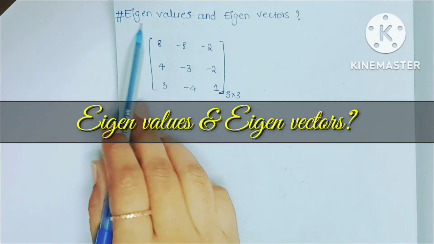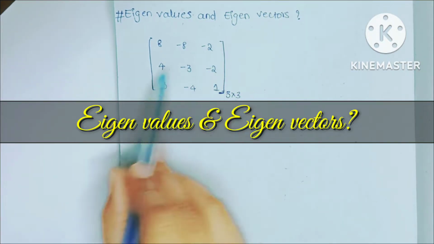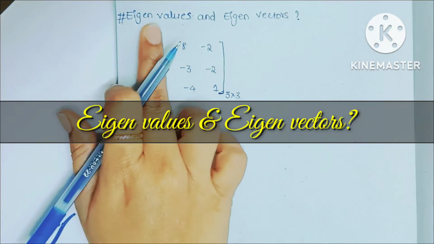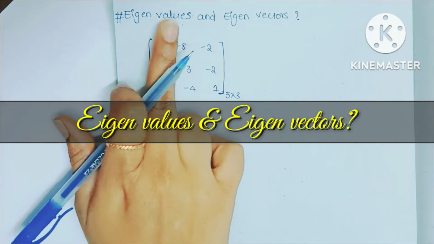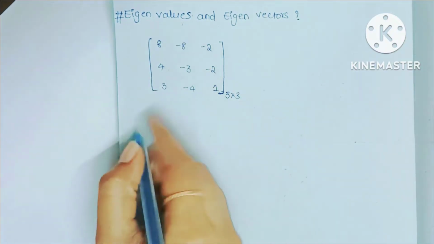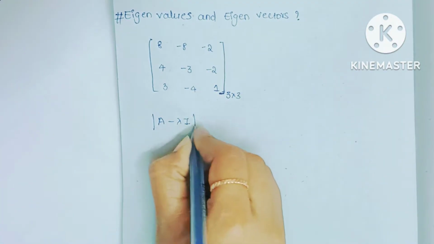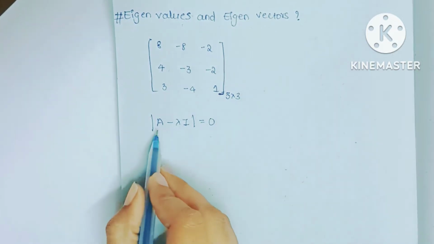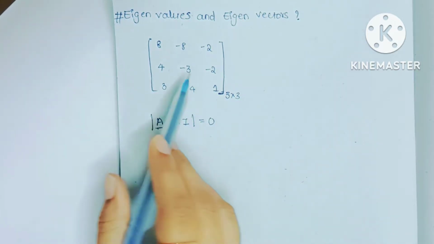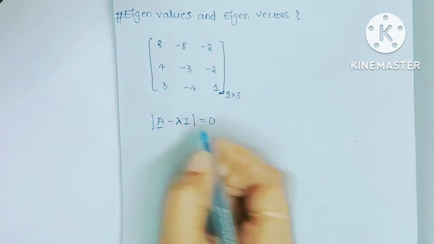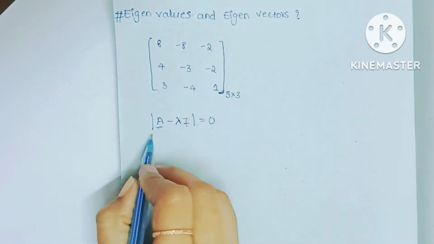Today we are going to see how to find the eigenvalues and eigenvectors for a given matrix. We know that first, for finding eigenvalues, we have to write the characteristic equation, that is nothing but modulus of A minus lambda I, which is equal to 0. Here A is the given matrix, lambda is the characteristic constant, and I is the identity matrix.